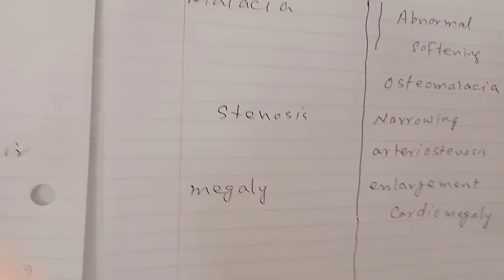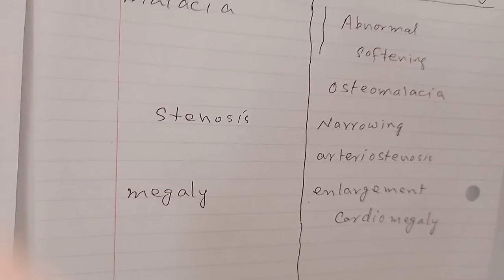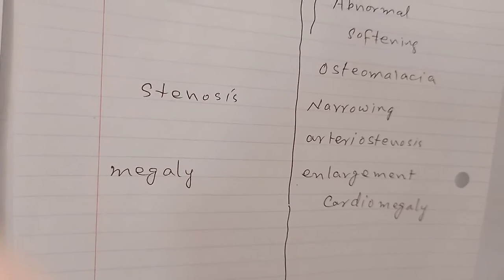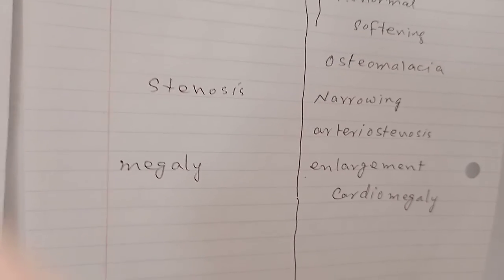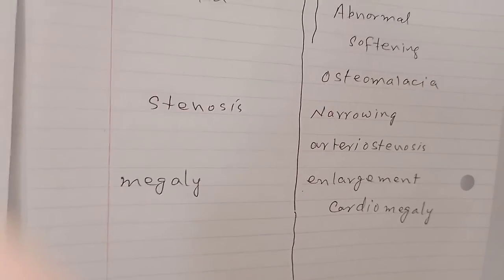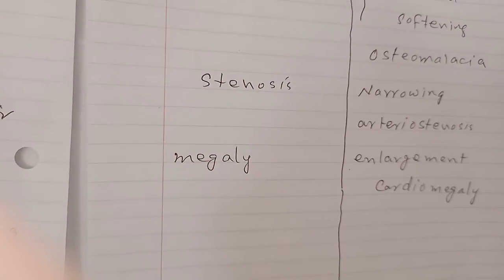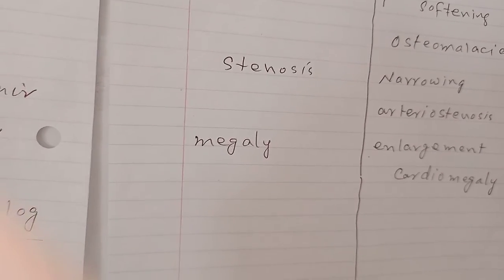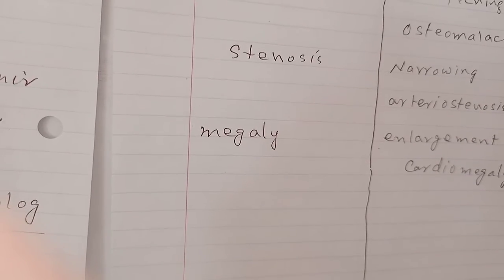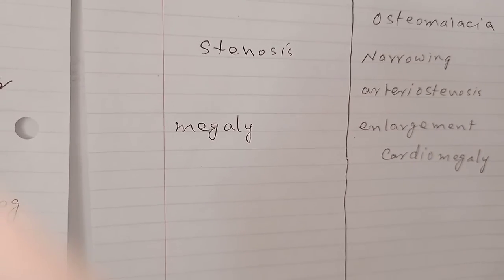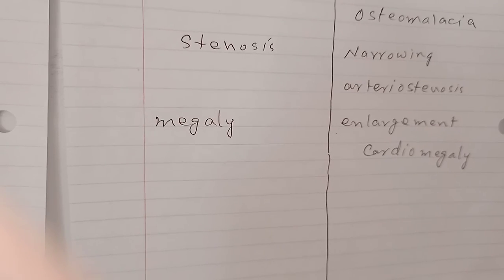Next is stenosis, a suffix which has pathology. Stenosis means narrowing. Arteriostenosis, the artery has become narrow due to deposition of fat in the artery. Megaly means enlargement. Cardiomegaly, the heart has become large. Hepatomegaly, the liver has enlarged. Splenomegaly, the spleen has become enlarged.